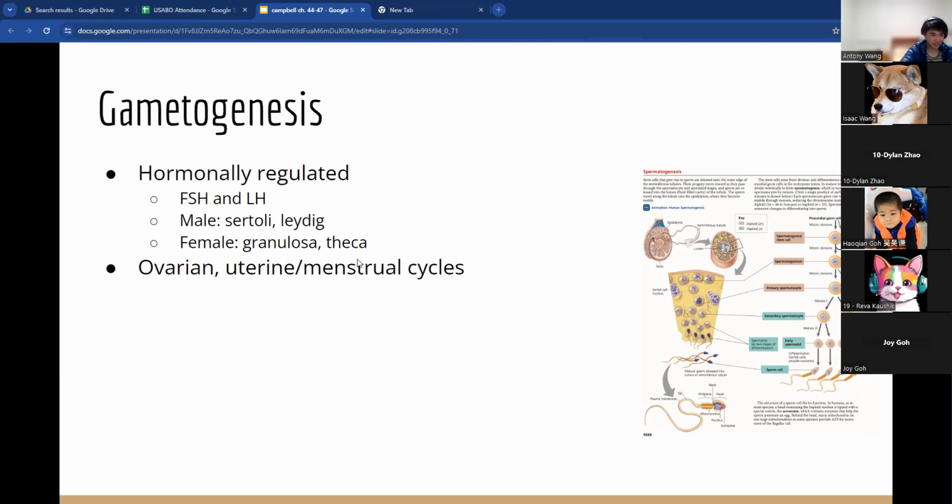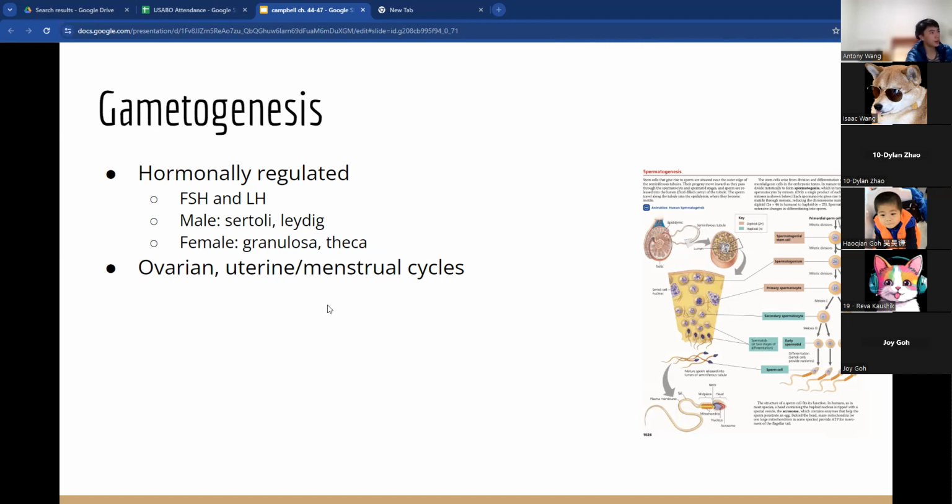They both care for the developing female gamete, but the granulosa cells secrete estradiols, which are female sex hormones, and the theca cells secrete male sex hormones. It could be the other way around, but each one secretes one type of sex hormone. But they both care for the female gamete.